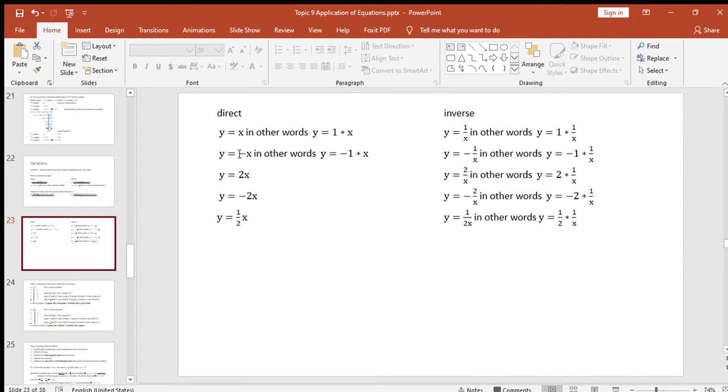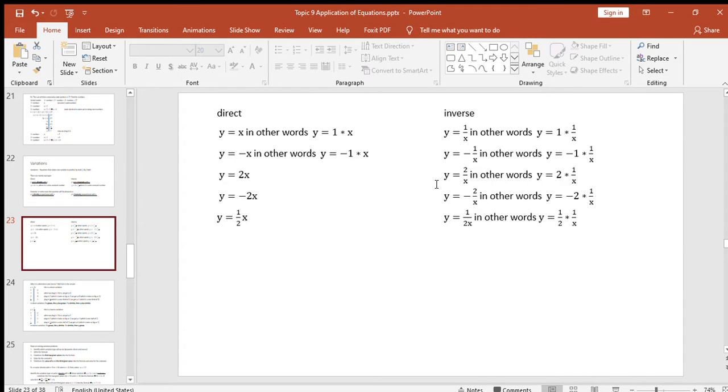y equals negative x you can translate as y equals negative 1 times x. And in inverse, y equals negative 1 over x is the same thing as y equals negative 1 times 1 over x. Pretty much the same thing with this one. y equals 2x, 2 will be our k. y equals negative 2x, negative 2 is our k. y equals 1 half x, 1 half is our k.